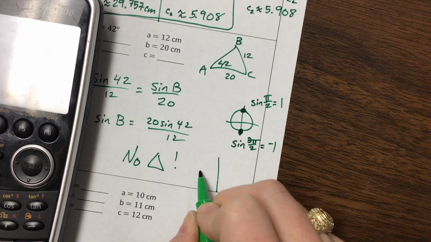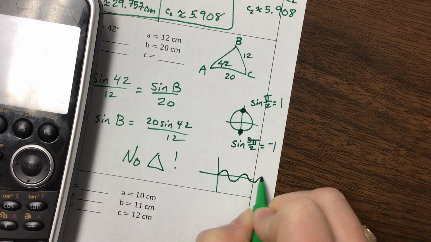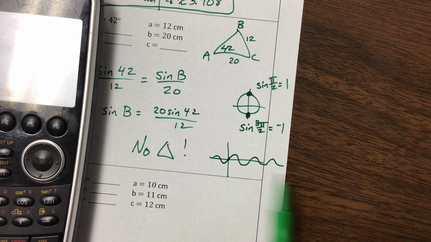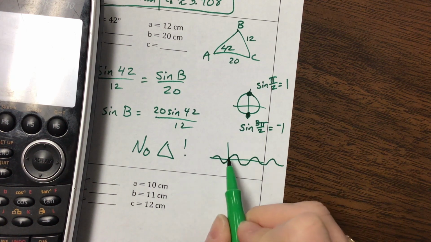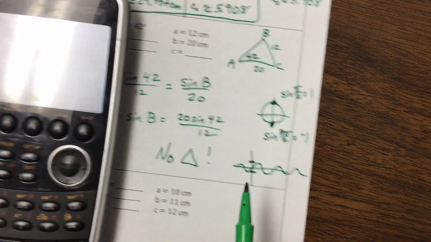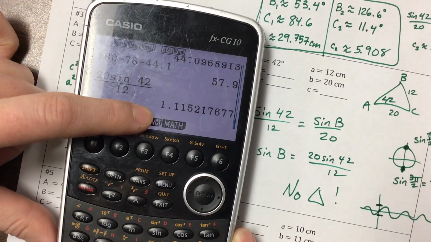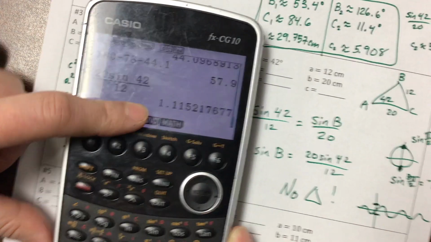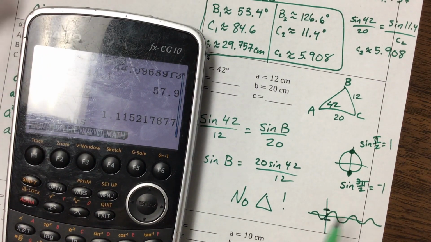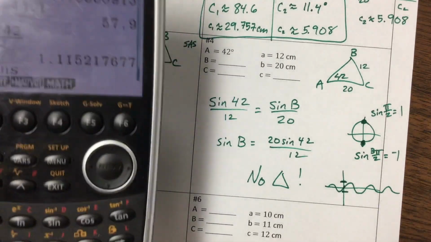Or another way to think about it is your sine curve does, okay, pretend I can draw, something like that. It'll change if you transform it, but before you transform it, it stays between a +1 and a -1. Okay, so when we had sine of an angle equal something bigger than 1, we're trying to say, where does this graph cross with something? Well, it never crosses. So that is how we know that there's no triangle.